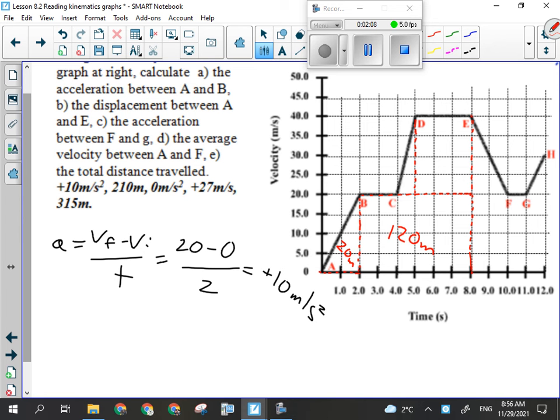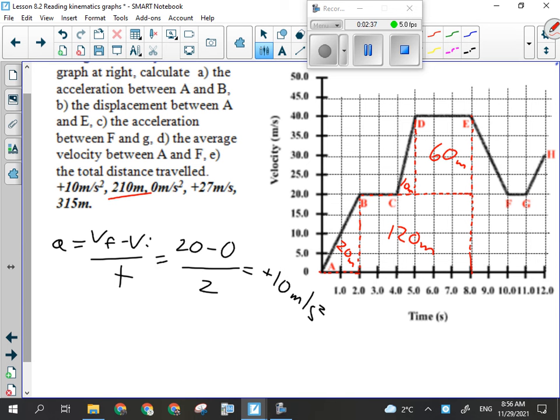I've got this little triangle that has a base of 1 and a height of 20. 20 times 1 over 2 is 10 meters. And then I've got this rectangle here that has a base of 3 and a height of 20. So that should be 60 meters in there. If I add those up, I get 140, 150, 210 meters. Everybody all right with that?